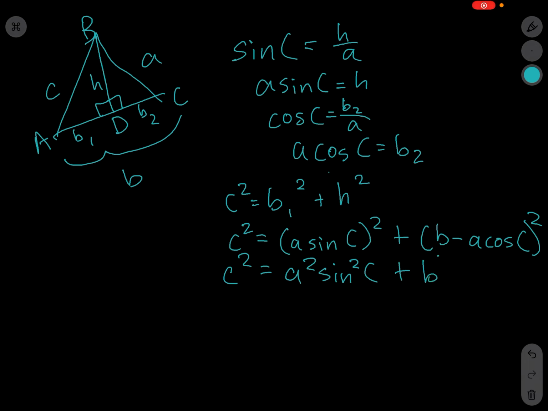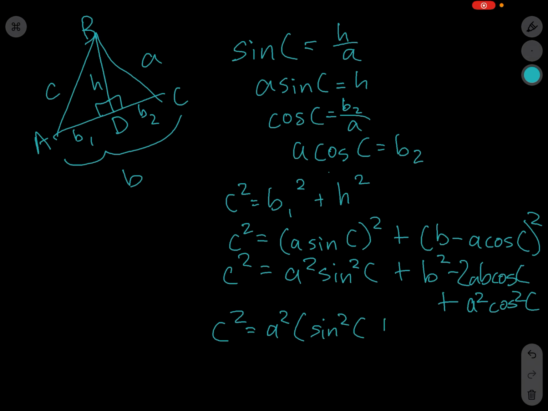When we factor out, we get B squared minus 2AB cosine C plus, I believe, A squared cosine squared C. And you can factor A squared on this and this. So we get C squared equals A squared times sine squared C plus cosine squared C, plus B squared minus 2AB cosine C.